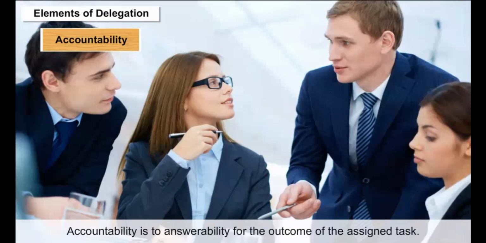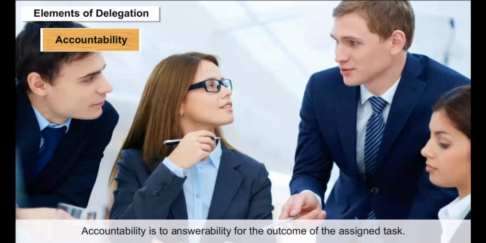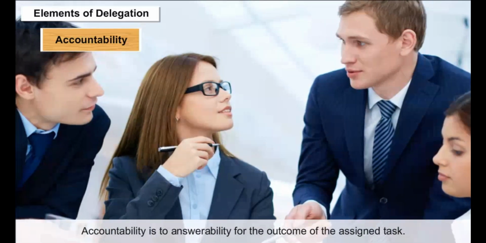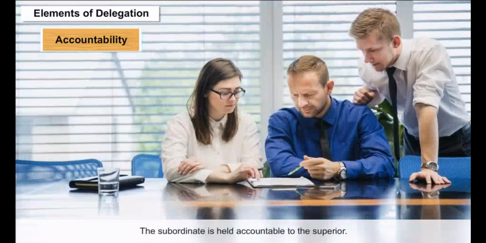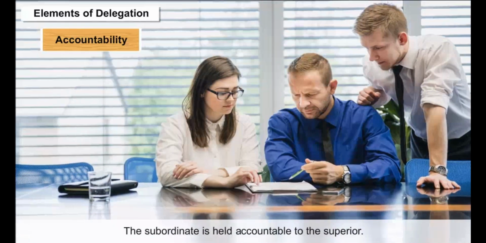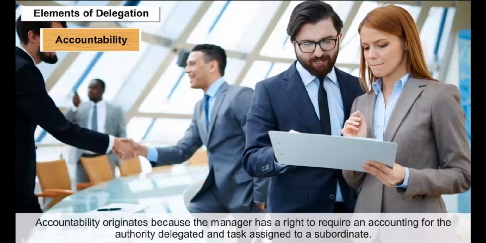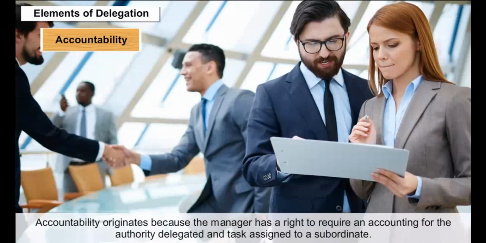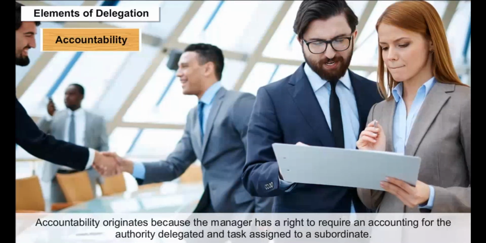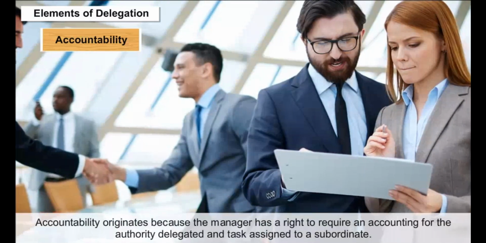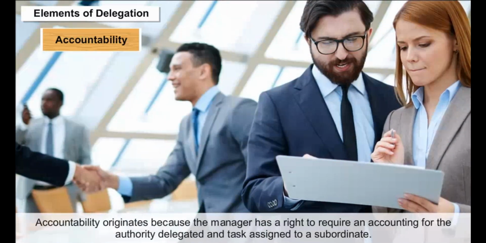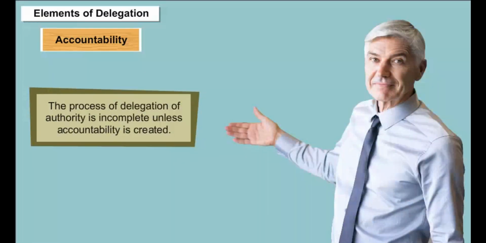Accountability. Accountability is answerability for the outcome of the assigned task. The subordinate is held accountable to the superior. Accountability originates because the manager has a right to require an accounting for the authority delegated and task assigned to a subordinate. The process of delegation of authority is incomplete unless accountability is created.